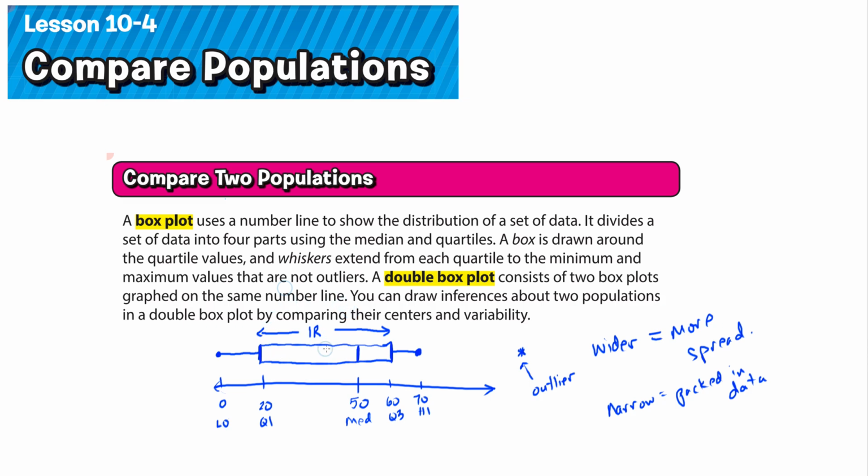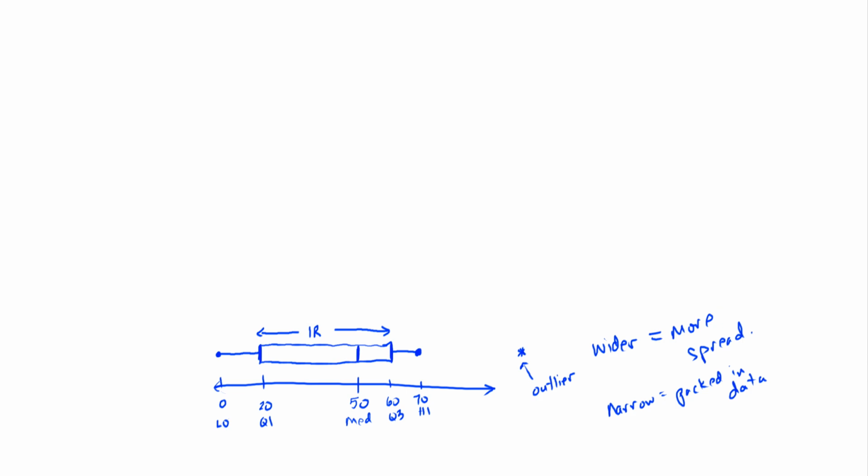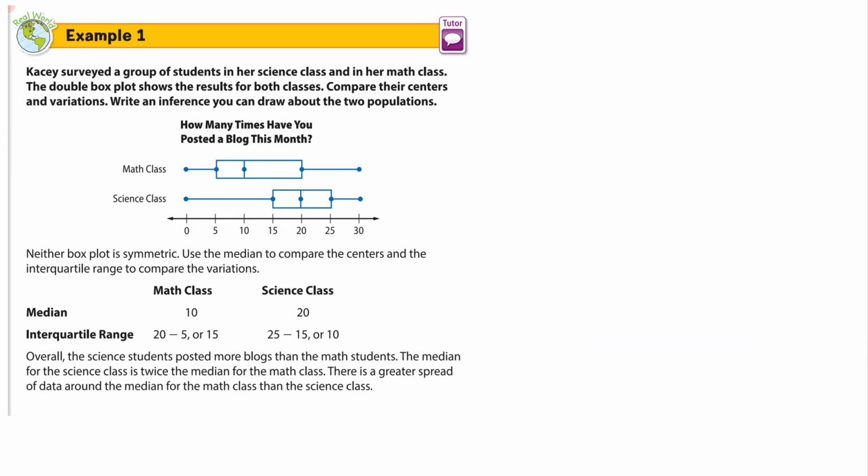So that's kind of what box plots are going to look like. And then we're going to be having 2 of them, a double box plot, and we're going to be able to compare the 2. So let's take a look at some examples of that real quick. So here is the first example, let's see what we have here.